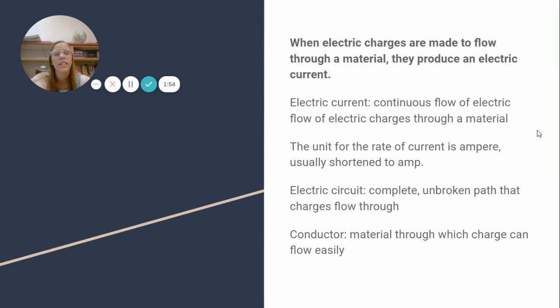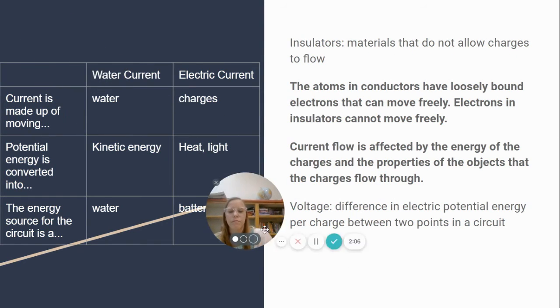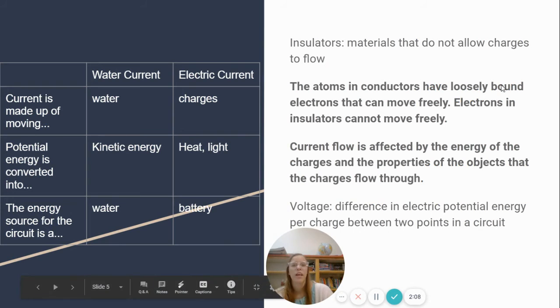An electric circuit is a complete, unbroken path that charges flow through. A conductor is material through which charge can flow easily. Insulators, I'm going to be all over the place today, are materials that do not allow charges to flow. So, the atoms in conductors have loosely bound electrons that can move freely. Electrons in insulators cannot move freely. And then our third, current flow is affected by the energy of the charges and the properties of the objects that the charges flow through.